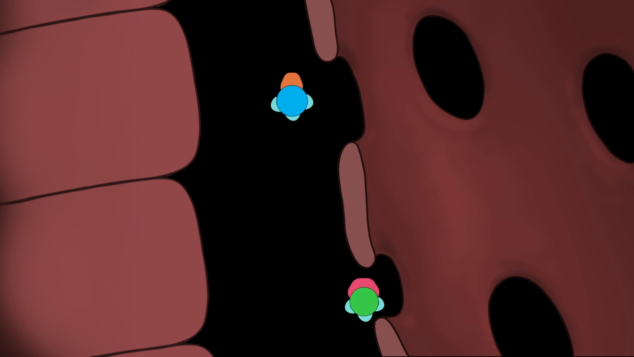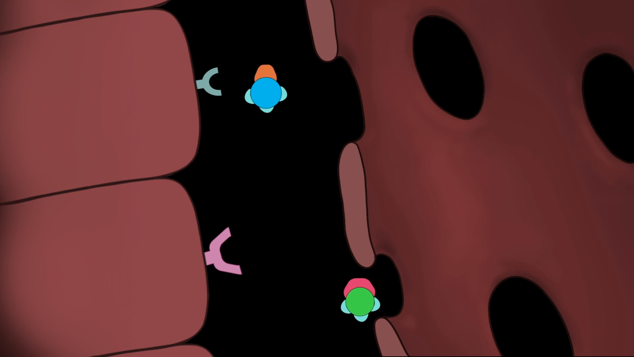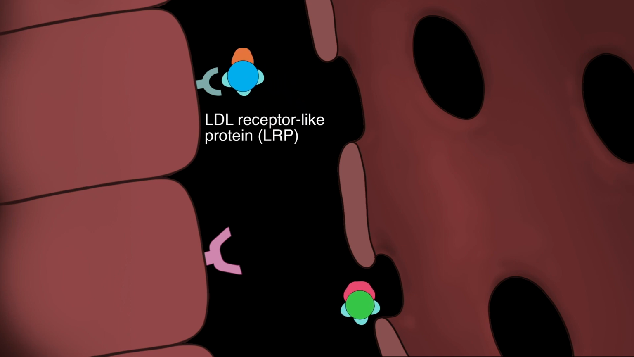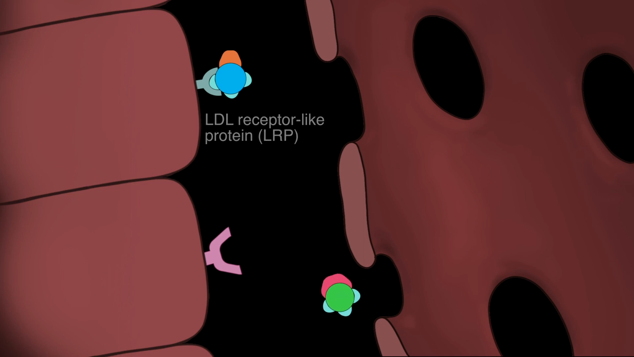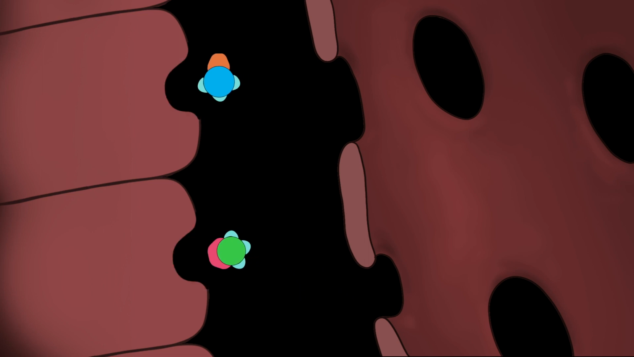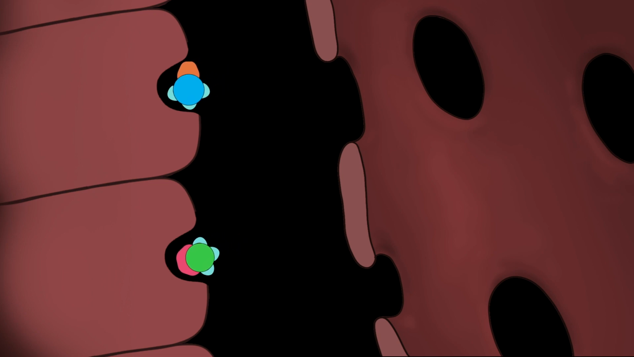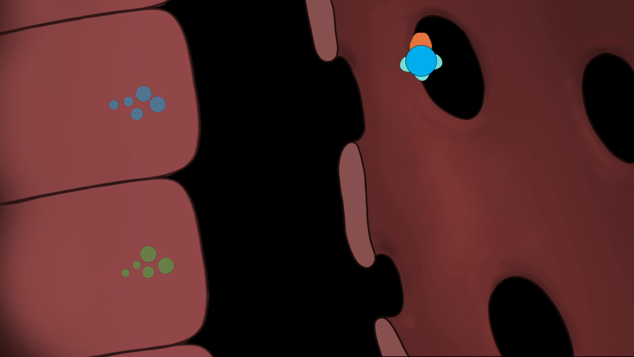Once in the liver, the particles get internalized into hepatocytes via receptor-mediated endocytosis. The ApoE on either particle binds primarily to the LDL receptor-like protein, called LRP in short. ApoB100 on the IDL particles binds to LDL receptors. These bonds are responsible for the receptor-mediated internalization of the remnant particles.